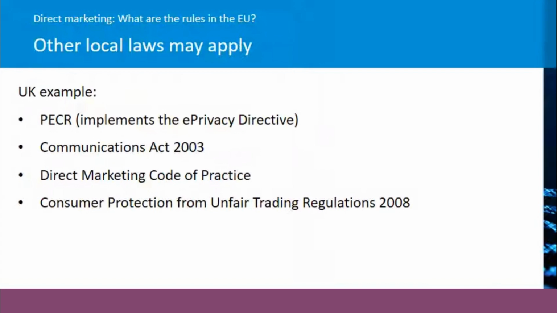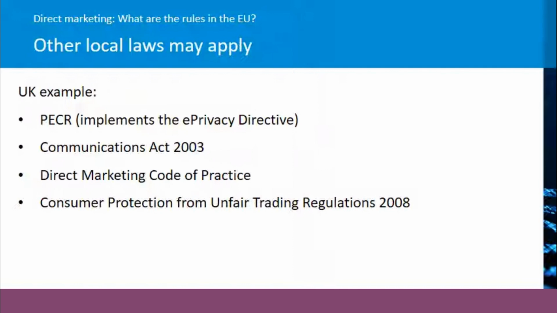In this session, we have covered the laws primarily governing the area of direct marketing. However, you should note that there may also be other local laws and recommendations that apply to you. This will depend upon the type of marketing that you are looking to send and where you are planning to send it. For example, in the UK, the Privacy and Electronic Communication Regulations, or PECR, implements the e-privacy directive into local law. The Communications Act 2003 covers the improper use of a public electronic communications network, including making silent or abandoned calls.